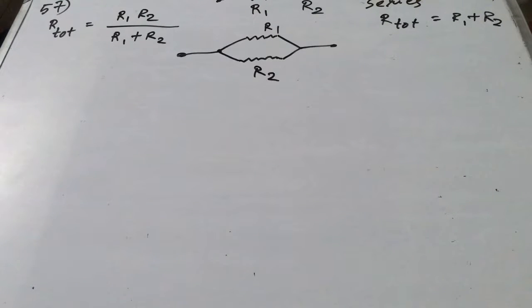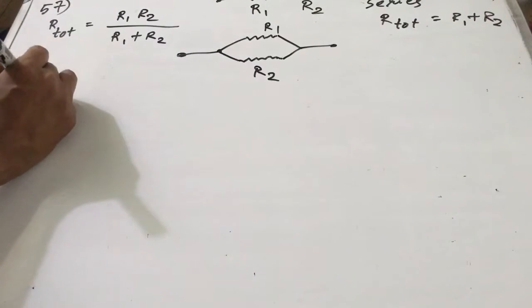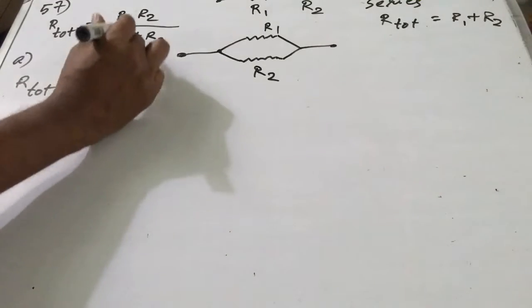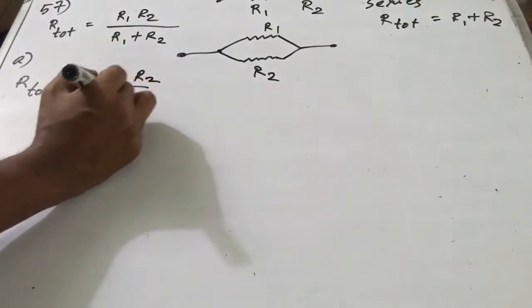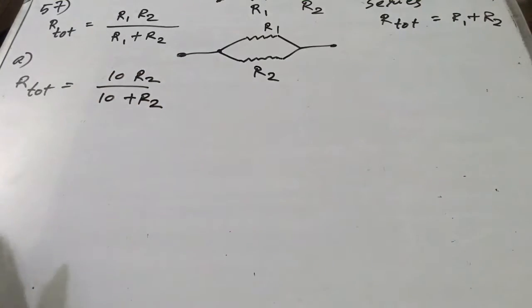Let's look at the question. This is what it means physically. Let R1 equal 10 ohms and graph R total as a function of R2. So R1 equals 10 ohms, and now we are trying to solve for R total. R1 is 10, then this is R2, and this is given by 10 times R2 divided by 10 plus R2. So this is the question.